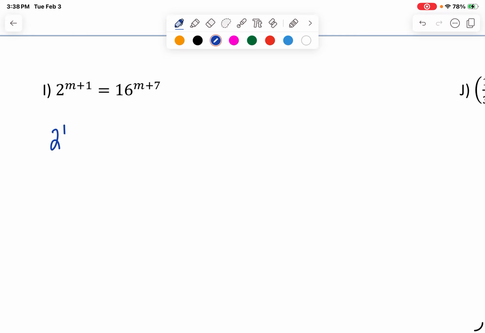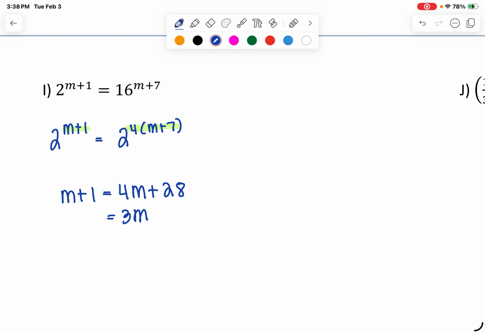2 is 2 to the first, so we're going to leave it as 2 to the m plus 1. 16 is 2 to the fourth, and then I'll end up with a power to a power, so I'm going to multiply my exponents, 4m plus 28. So set those two equal to each other. m plus 1 is equal to 4m plus 28. Subtract m from both sides, you have 3m. Subtract 28 from both sides, you have negative 27. Divide by 3, you have m equals negative 9.